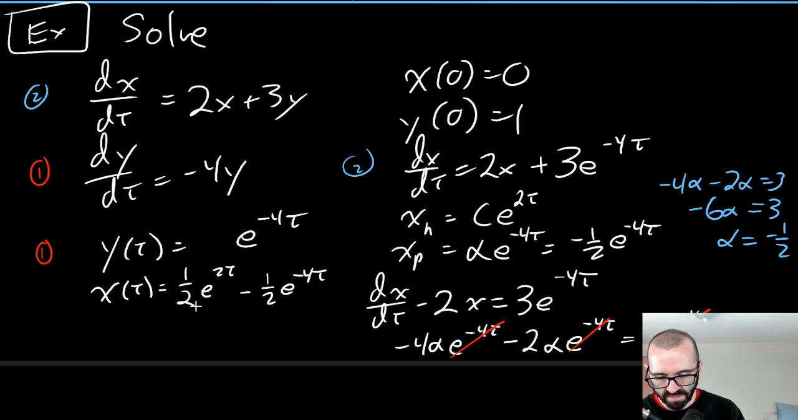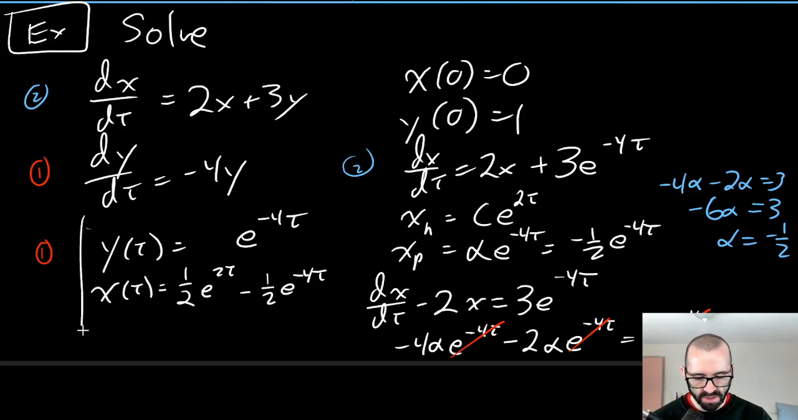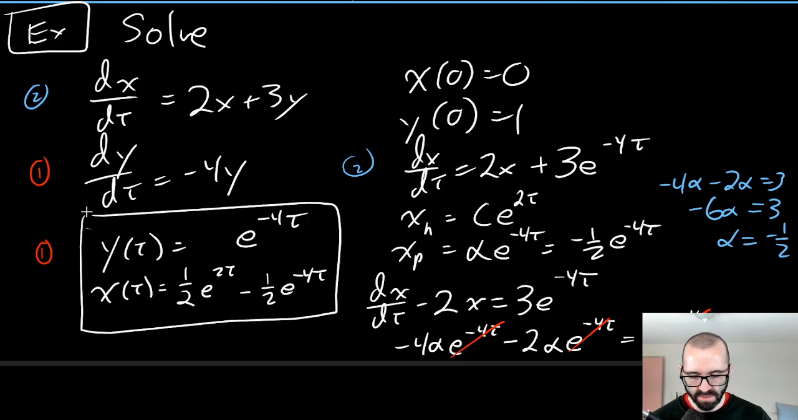All right. So one last double check, right? T equals 0, we get 1/2 minus 1/2. That needs to equal 0. Okay, we have our solution. That's it.